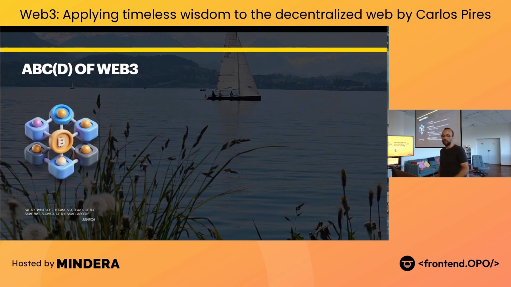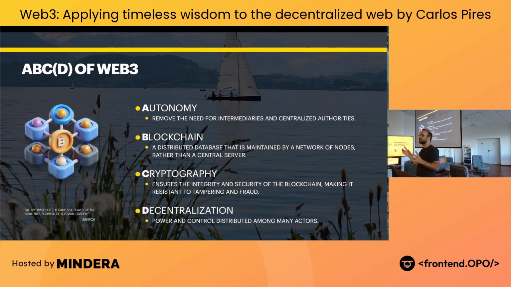So if we could talk about the basics of Web3 as A, B, C, D, the A for me would be autonomy. We got rid of the middleman. We don't need a central entity to do things. We run in a blockchain, in a network that is open, and you don't have to ask permission to do things.